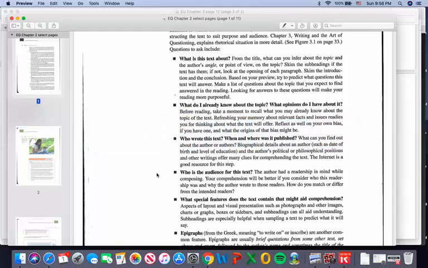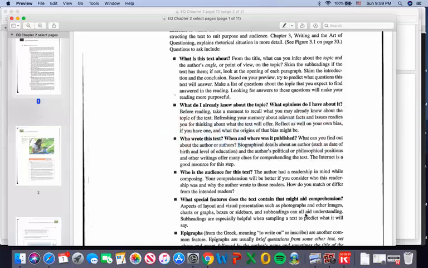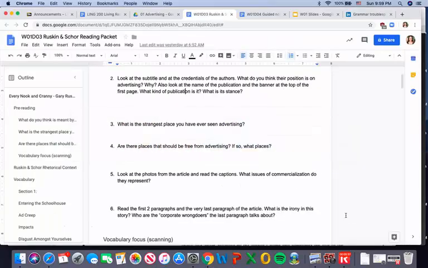So even though the article actually didn't have the pictures, it's still a good exercise to think about what special features. So it's talking about visual presentation, such as photographs or other images, charts, graphs, boxes, sidebars, subheadings can all aid in understanding. So because we're looking for the special feature, we're looking for an equivalent of what special features does the text contain that might aid comprehension, the best answer is going to be this one.